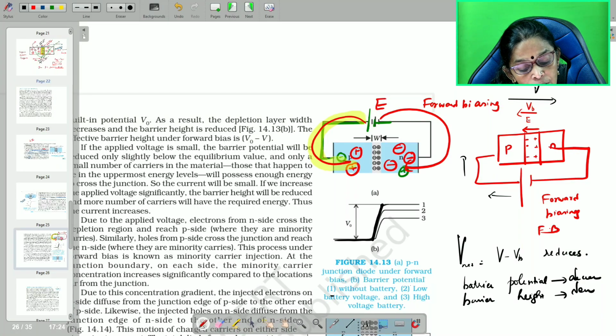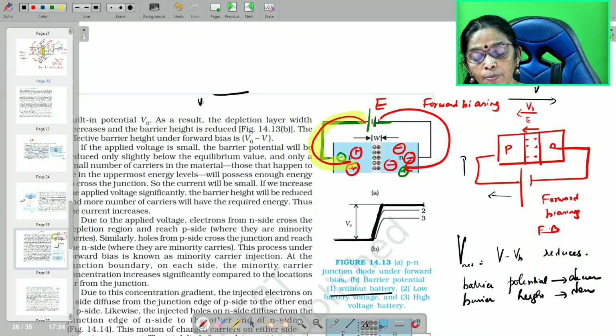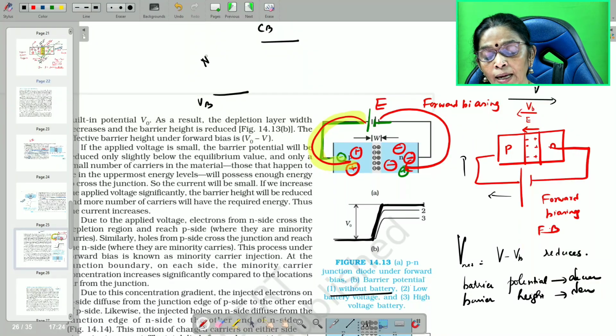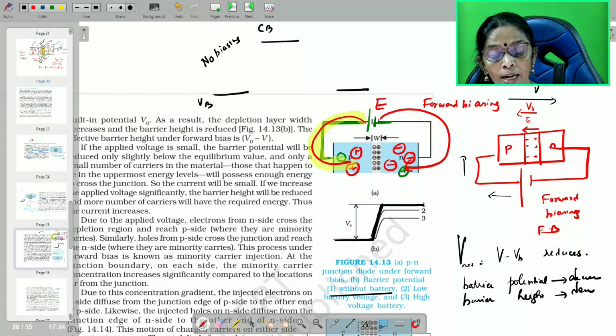See, one is without battery, very high barrier height. This is the valency band, this is the conduction band. Now, no biasing. No biasing means no voltage supplied. Now, I am going to supply a voltage. What voltage? Forward biasing. When I give forward biasing, the depletion region width reduces.